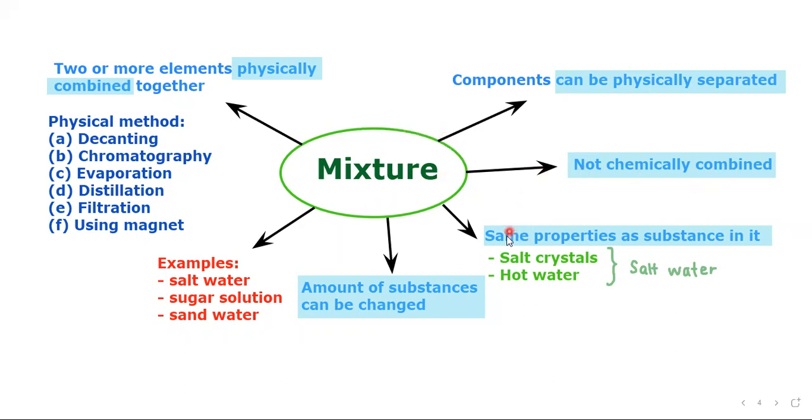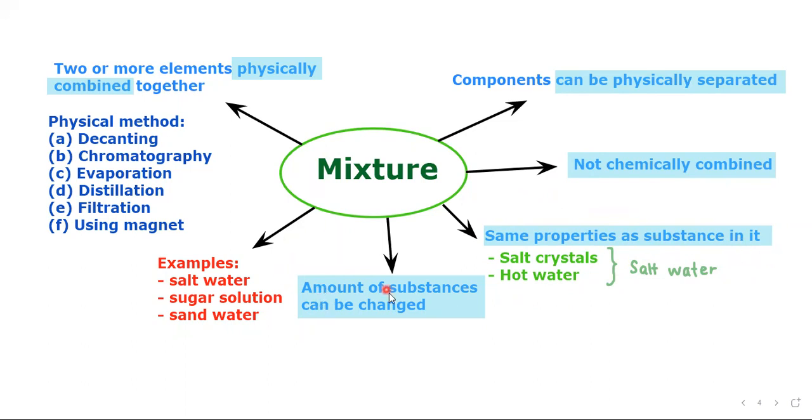So a mixture has the same properties as the substances in it. So what is the meaning of this? Let's say you are using salt crystal together with hot water. Salt crystal has salt properties, right? Hot water has water properties. When this salt crystal is mixed together with or dissolved inside the hot water, it will become salt water. So the salt water properties are actually the same as the crystal plus hot water. There is nothing changed about their properties. So this is the meaning of same properties as the substances in it.